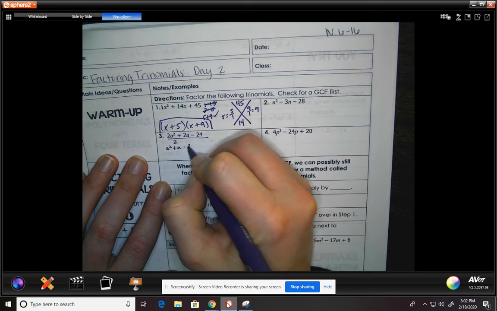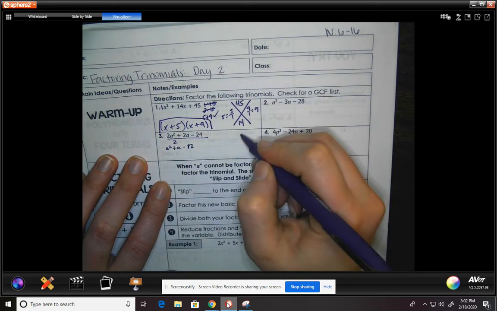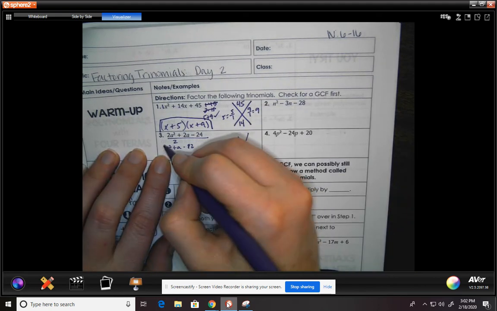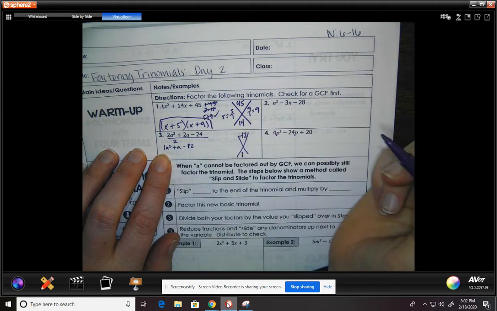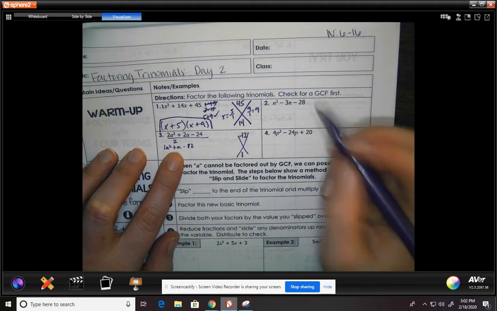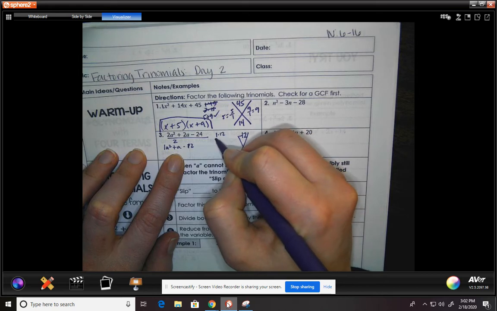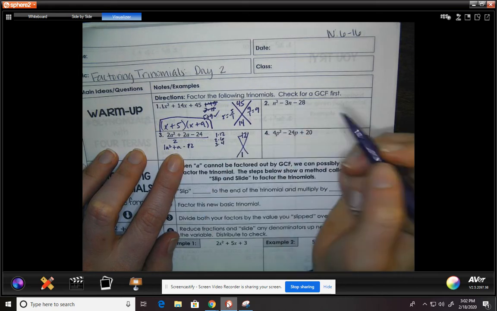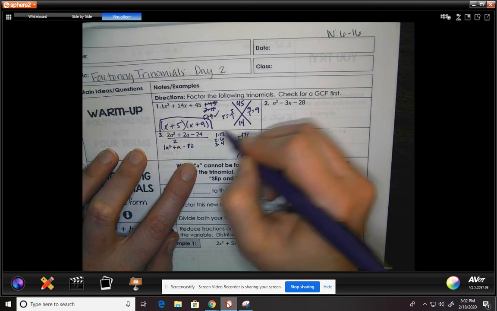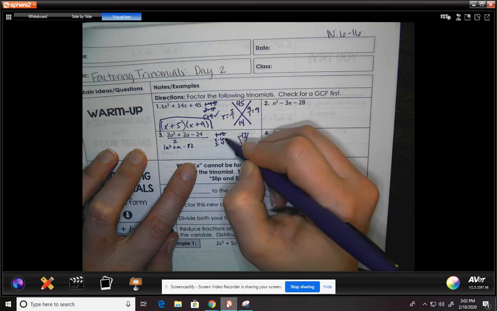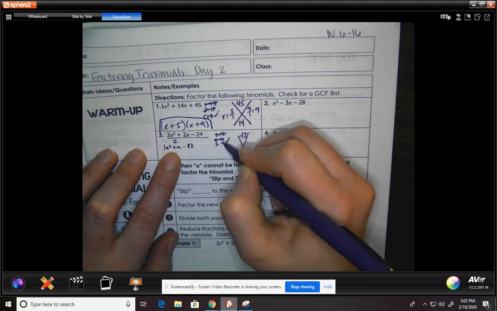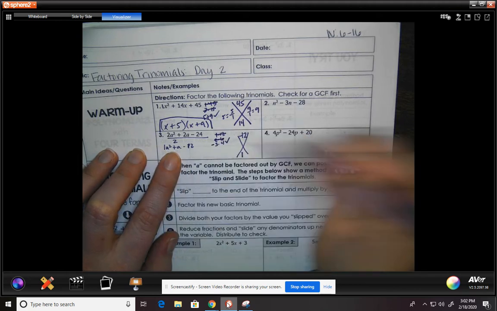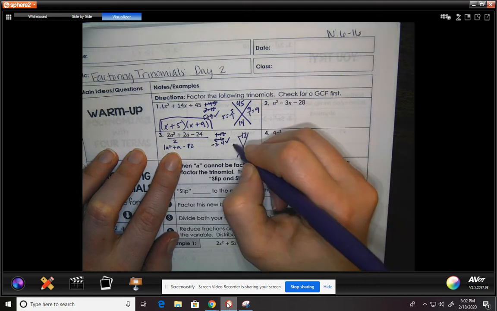Okay, so for my x, 1 times negative 12 is negative 12, and then my sum has to be 1 because there's a 1 there. So 1 and 12, 2 and 6, 3 and 4. This adds to 13, subtracts to 11. This adds to 8, subtracts to 4. This adds to 7, subtracts to 1. So we want to do 4 minus 3 to get to positive 1. So I'm going to put a negative 3 and a positive 4.